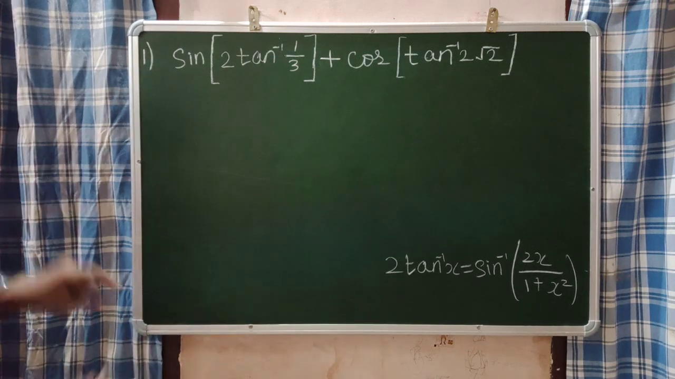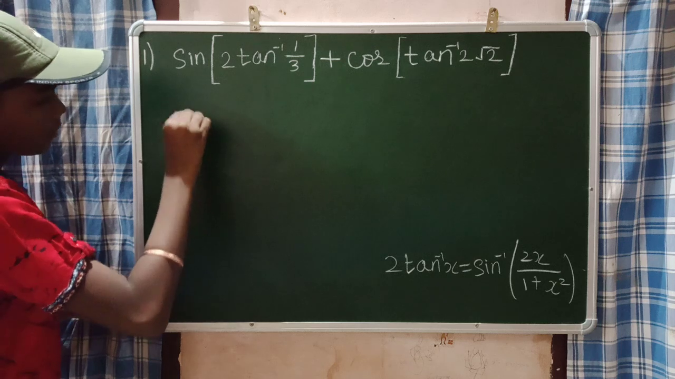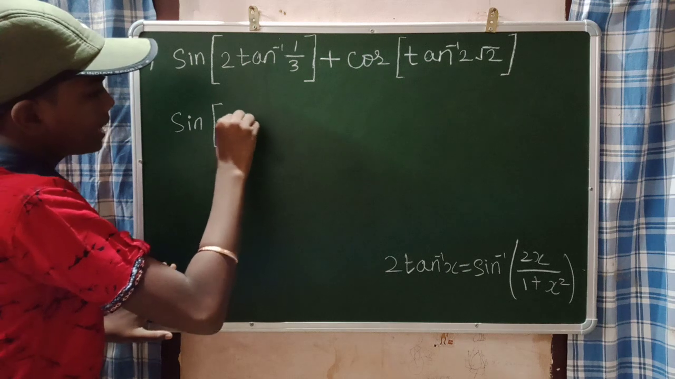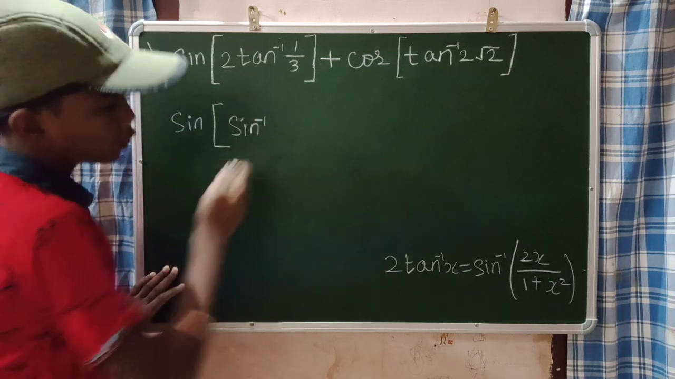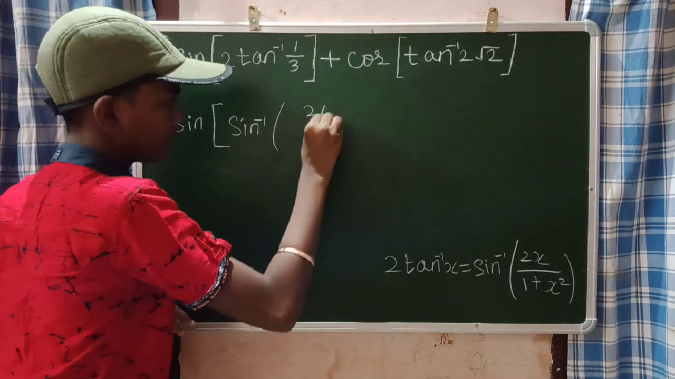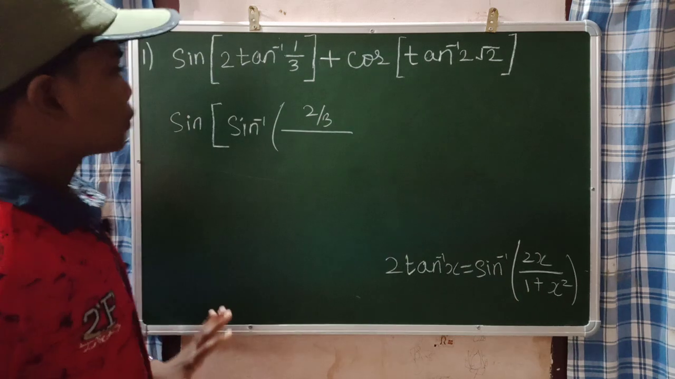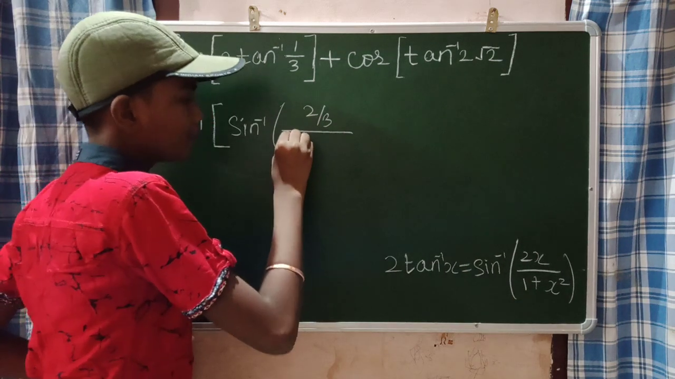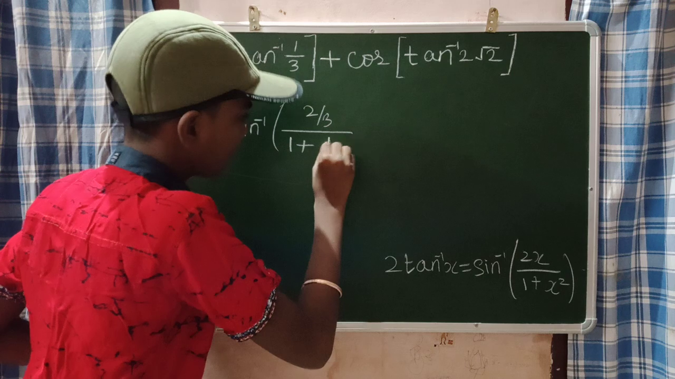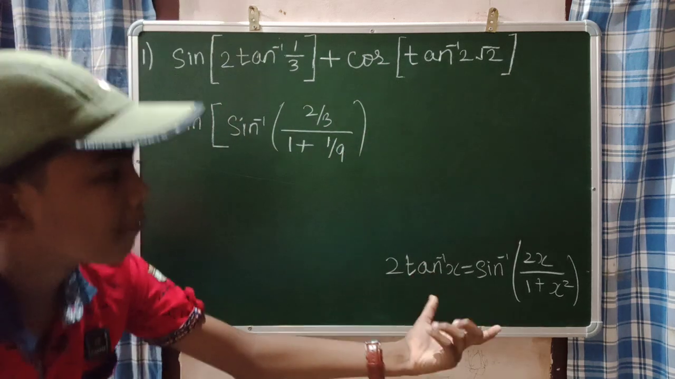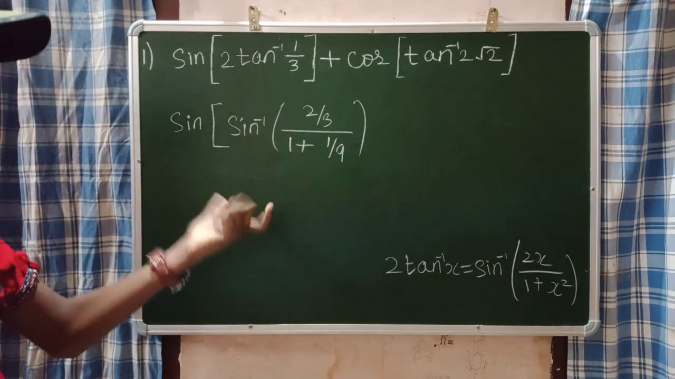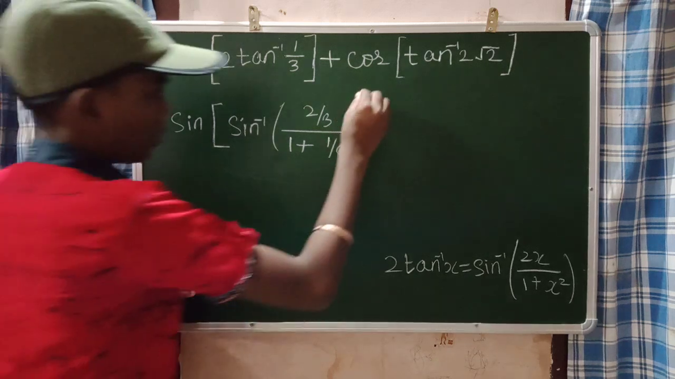So, I can write this 2 tan inverse of 1 by 3 as sine inverse of 2x. 2x is 2 into 1 by 3. 2 into 1 by 3 is 2 by 3. Then divided by 1 plus x square. 1 plus x square is nothing but 1 plus 1 by 3 whole square. 1 by 3 whole square is 1 by 9. That's all. So I'm just using the formula of sine inverse of 2x by 1 plus x square. I'm just putting x as 1 by 3. Then I would get it as 2 by 3. It will be 1 plus 1 by 9. That's what I did now.